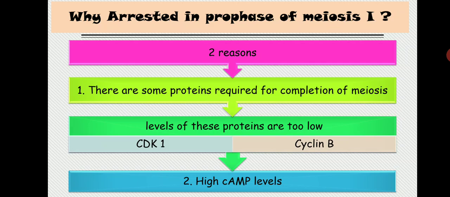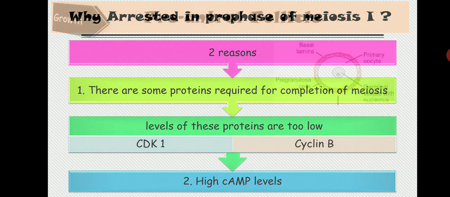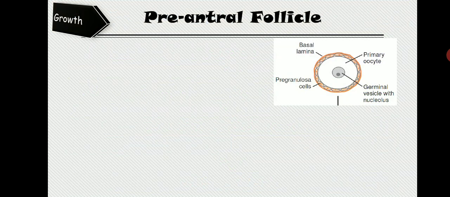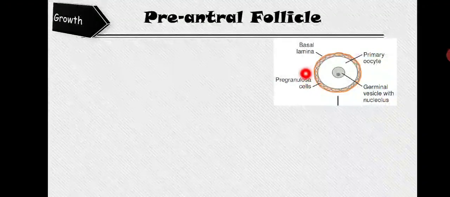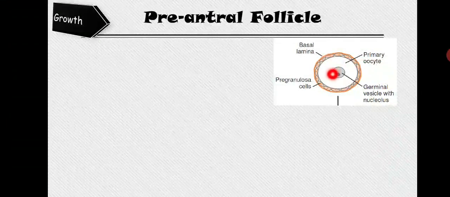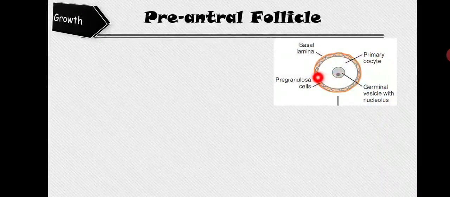This is all about the primordial follicle. Now let's discuss the pre-antral follicle. So this portion is the primordial follicle. See, the epithelial lining is the simple lining, or simple epithelial.